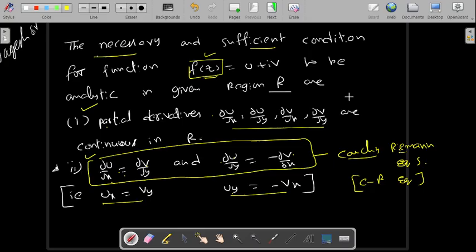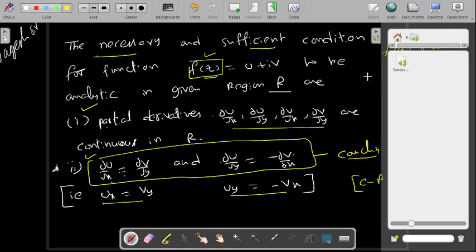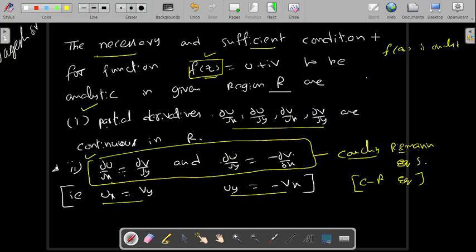So remember always, analytic means f of z is said to be analytic at the point A. f of z is said to be analytic at the point A. It has to be differentiable at the point A and in its neighborhood also. f of z is said to be analytic at the point A if it is differentiable at the point A.